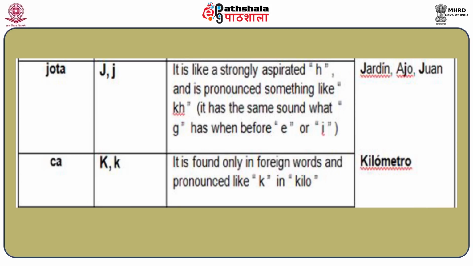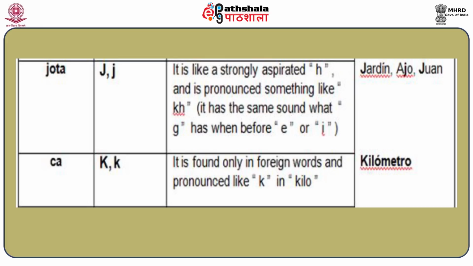J is called Jota and it is pronounced as a strongly aspirated H. Examples in Spanish are jardín, ajo, Juan. K is Ka in Spanish and it is only found in foreign words and pronounced like K in kilo.